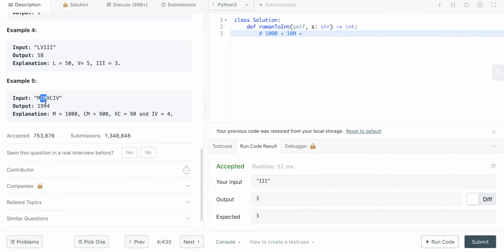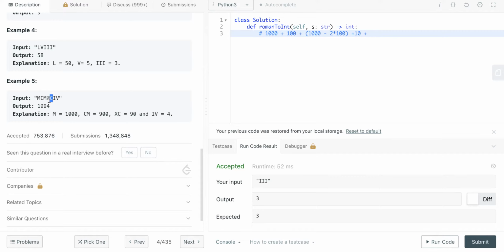We need to treat CM as a unit. That would be M minus C. So it should be 1000 minus 100. But remember, we just added C, 100, before, so we need to also minus that one. We use times 2 here. Let's look at the next digit. X is smaller than M. That's good. So we need to add 10.